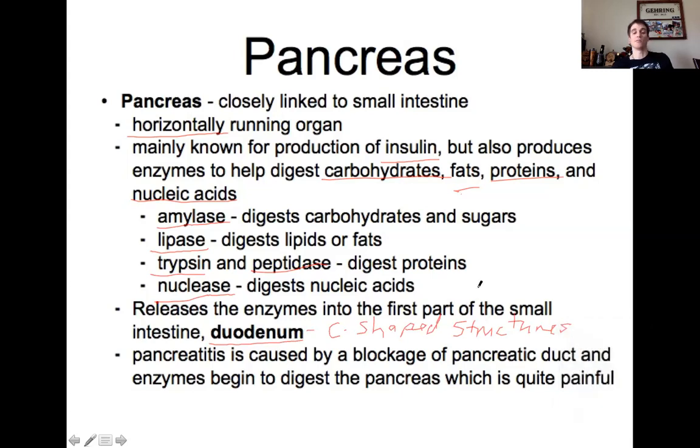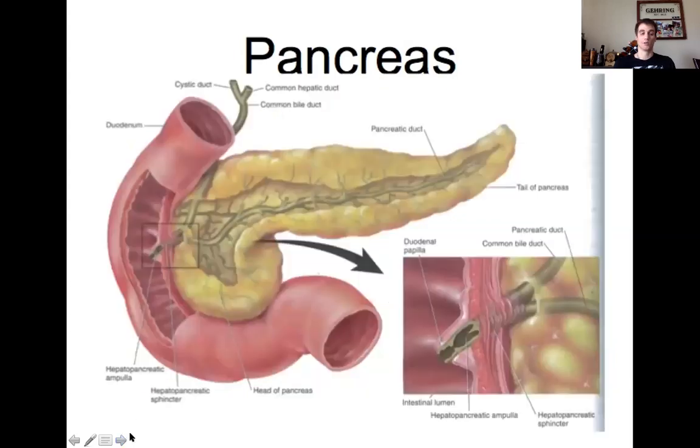And then lastly, we can have a condition called pancreatitis. Pancreatitis refers to the pancreas, and then itis is inflammation. This is inflammation of the pancreas, caused by a blockage of the pancreatic duct, which is quite painful because your enzymes will then begin to digest your pancreas instead of the substances they are designed to.